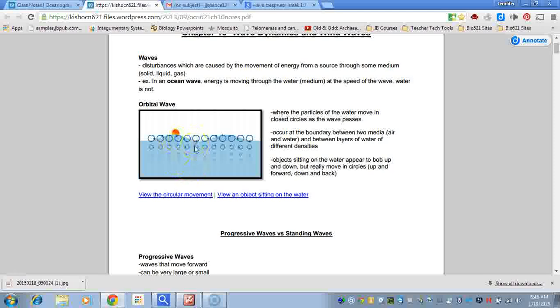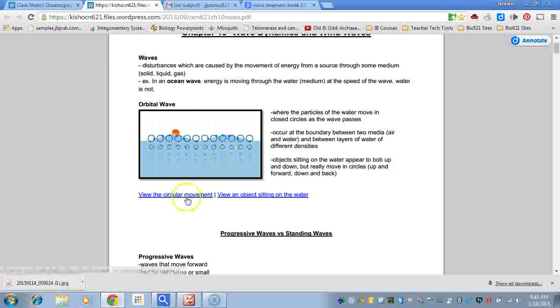Okay, so the particles of the water move in closed circles as the wave of energy passes through them. They occur at the boundary between two media. So they occur here where the air meets the water, and they can also occur where different layers of water of different properties can exist. So if they have different densities, then they can have these types of waves that occur between them.